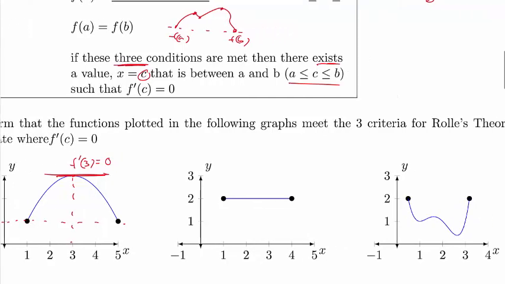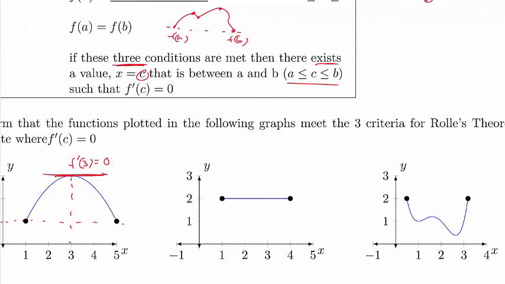Let's look at this next one. We see condition 1, the function is continuous along here. It is smooth. There are no jumps or anything like that. Nothing like this. And f of a equals f of b. And so where does the derivative of our function equal 0? Well, it equals 0 over the entire duration. It's just a horizontal line.